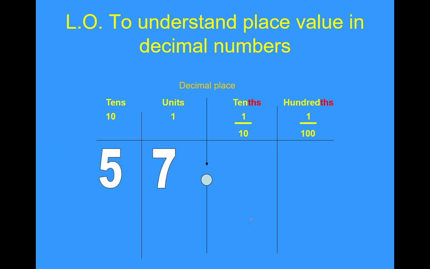Oh, I did it again. This time 57.2. How many tens? Well, there's going to be 57, 5 tens, 7 ones, or 7 units, and then how many tenths? If it's 57.2, 2 tenths. Easy, right?